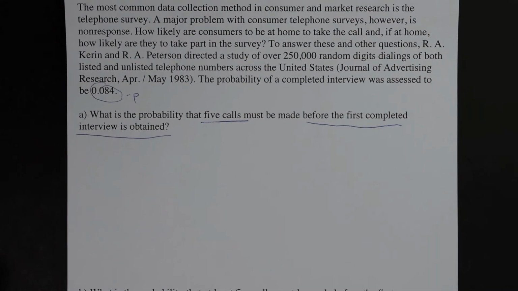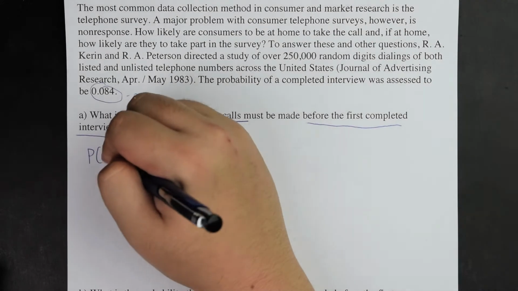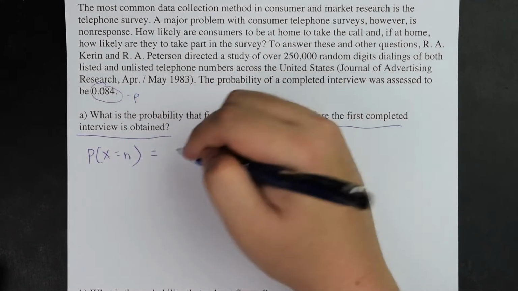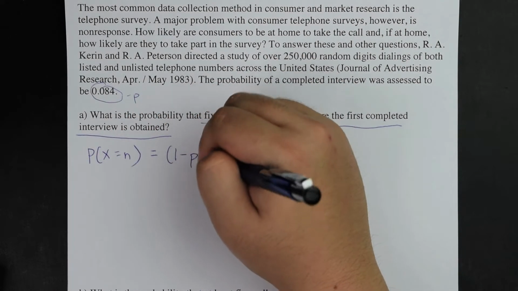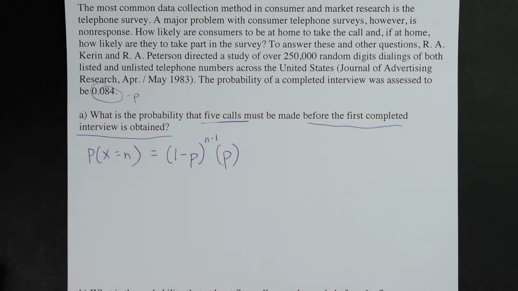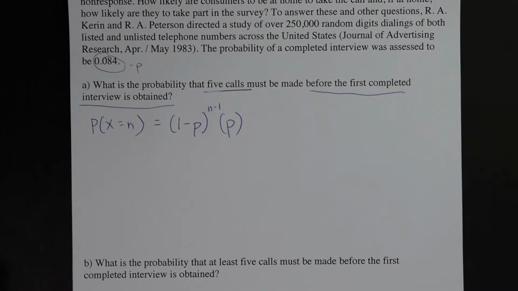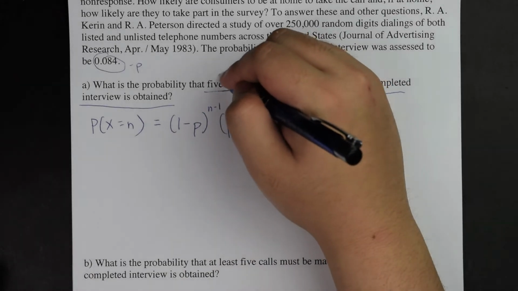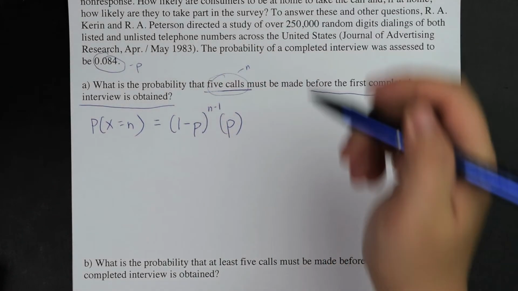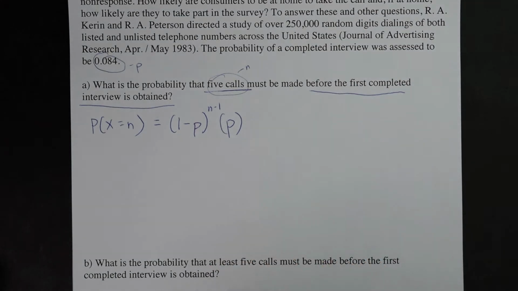When I'm doing this type of question, I need to know my geometric equation, and I'm going to provide it right here. It's (1 - p)^(n-1) times p, and I am done. Voila. That is my equation. To plug in the values, the 5 calls are going to represent my n, because this is the total number of calls made: the 4 failures and the 1 successful call that made the interview.